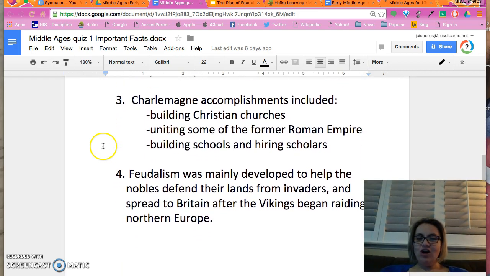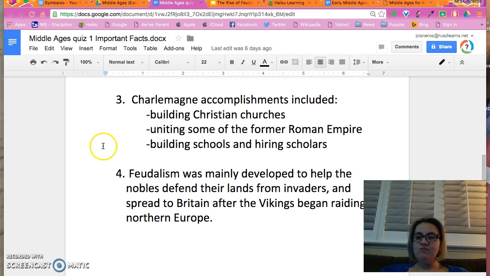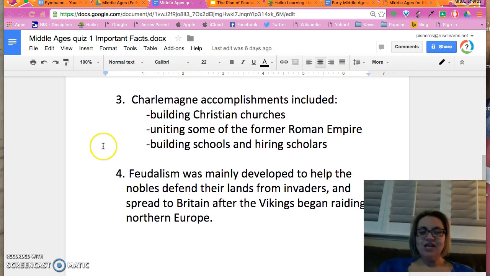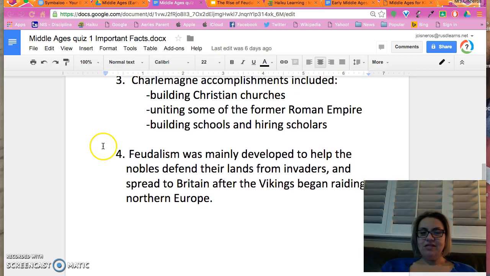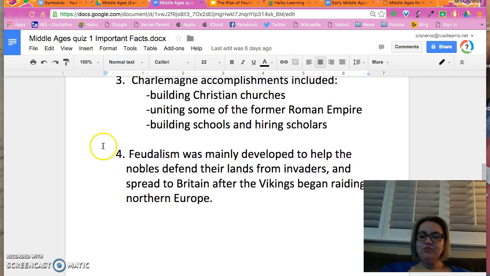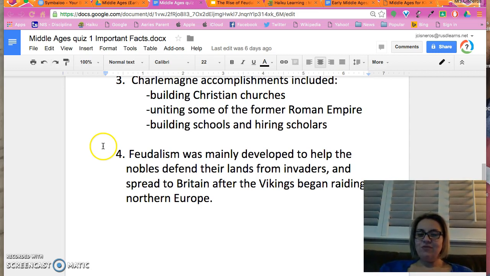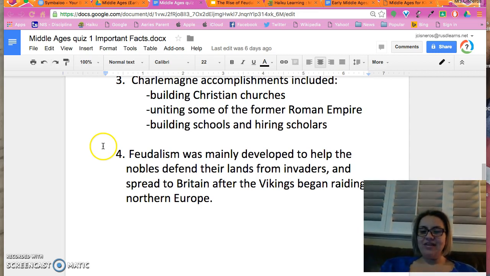Charlemagne's accomplishments included building Christian churches, uniting some of the former Roman Empire, and building schools and hiring scholars. In addition, number four, feudalism was mainly developed to help the nobles defend their lands from invaders and spread to Britain after the Vikings began raiding northern Europe.